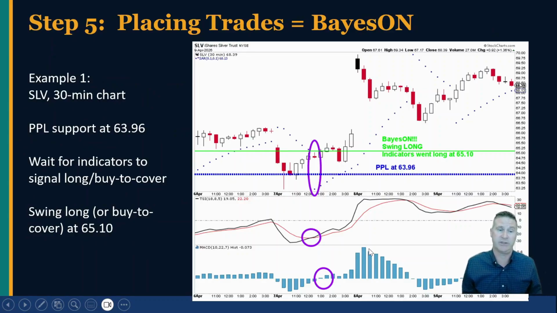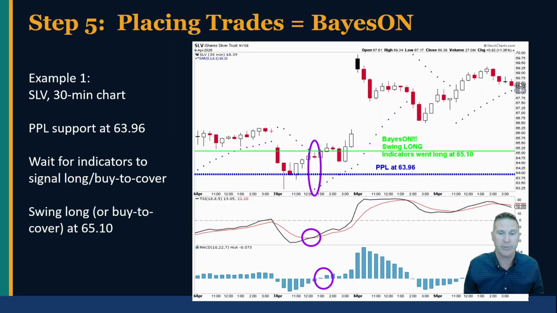Let's just jump right to an example. So let's say you are evaluating silver, or SLV ETF, on the 30-minute chart time frame. The blue dashed line along the bottom here is the PPL support level that was identified several hours before this particular action played out. SLV worked its way lower into the PPL, so we are in the range for a high probability swing long, because support levels generally will hold price action.